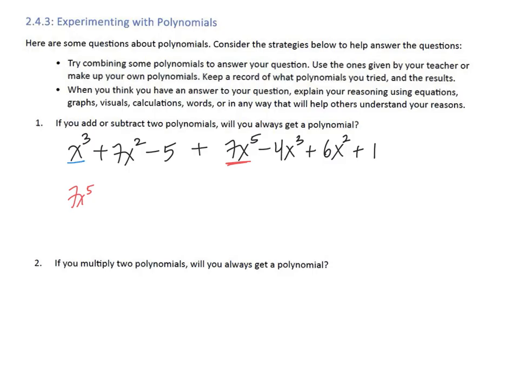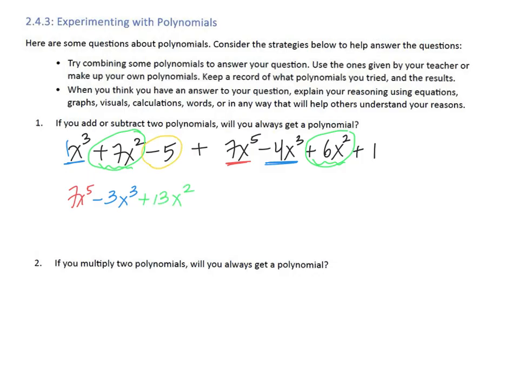Oh, I see here I have x cubed and minus 4x cubed. So if I have 1x cubed and negative 4x cubed, 1 minus 4, I'm going to end up with negative 3x cubed, or minus 3x cubed. Then I go to my x squareds. So I have 7x squared plus 6x squared. So I'm adding those coefficients together. They're both positive, 7 plus 6. That's going to give me a positive 13x squared.